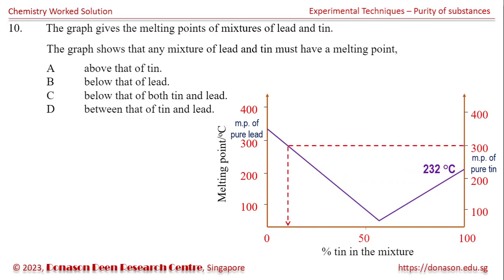How about at 300 degrees Celsius? We can find an alloy with about 10% of tin and 90% of lead. Thus, we can see from the chart that the alloy can have any melting point, but it must be below that of the melting point of lead and can never be above that. Therefore, the answer for this question is option B.